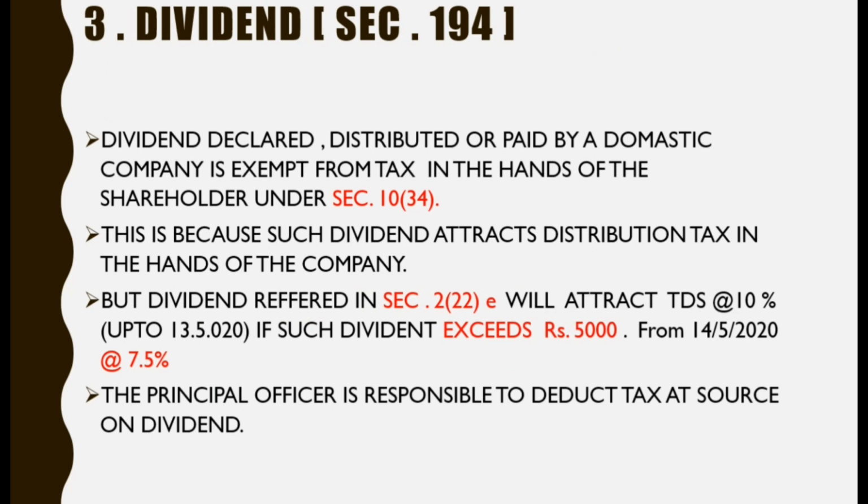Here are two sections. If the shareholders' dividend is declared under section 1034, it's fully exempt from TDS, because such dividend already had distribution tax paid by the company to the government. So it's fully exempt from tax. The next case is if the dividend referred to in section 222E exceeds rupees 5,000, it will attract 7.5% TDS. The principal officer is the person responsible for deducting the tax from the dividend.